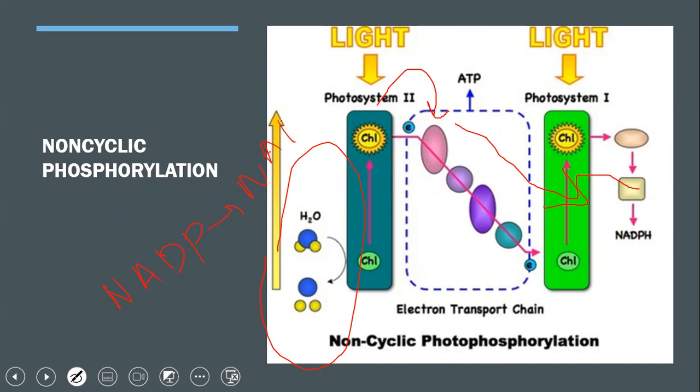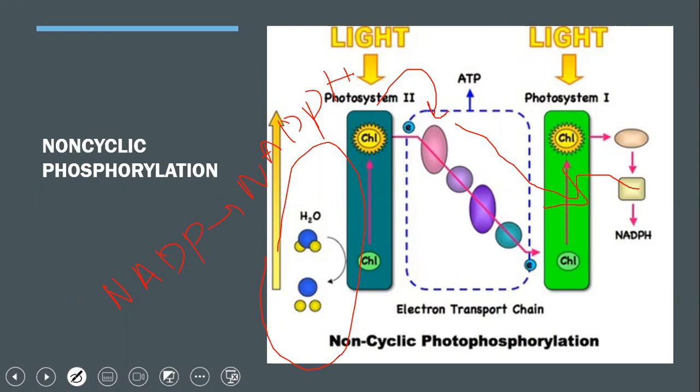So in this entire process, the electron has moved from photosystem 2 to photosystem 1. So now photosystem 2 is having one less electron. To replace those electrons, we will break down a molecule of water, which is known as photolysis, and the electrons released in the process will replace the electrons that were lost by photosystem 2.